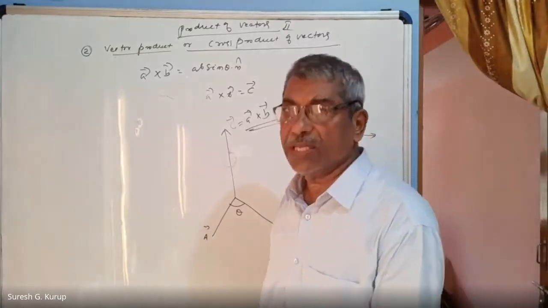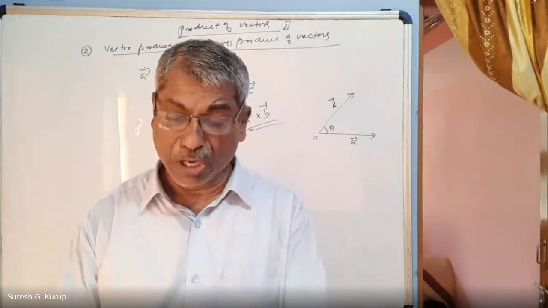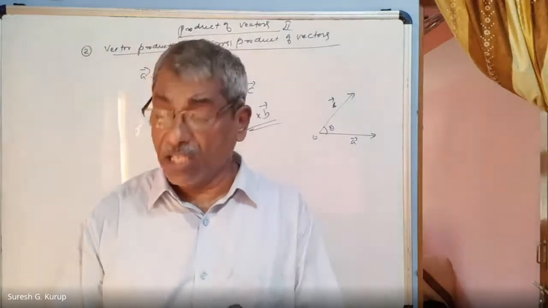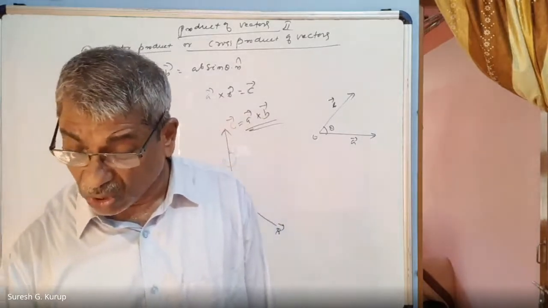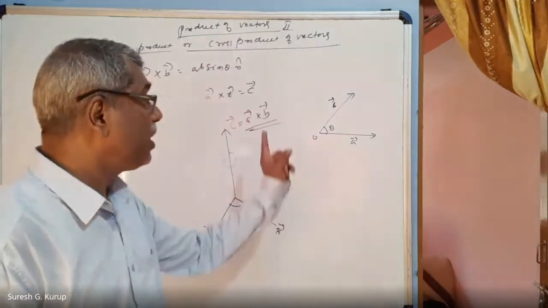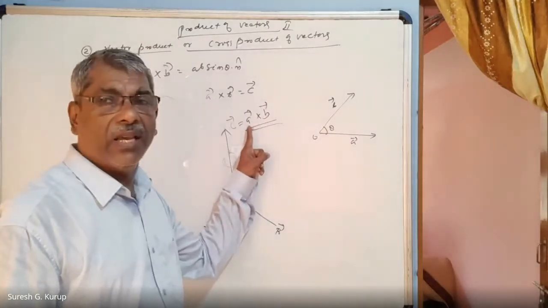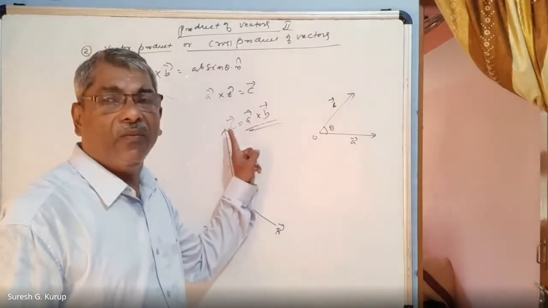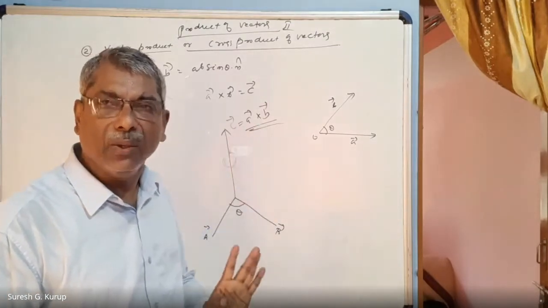So two vectors when multiplied, if the product is a vector quantity, then this product is called the vector product of two vectors. It is also called the cross product. How is it read? This is not A into B, but it is read as A cross B. Vector C is equal to vector A cross vector B. It is not A into B, right?